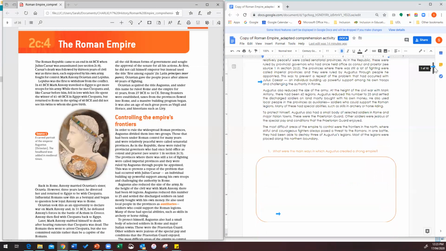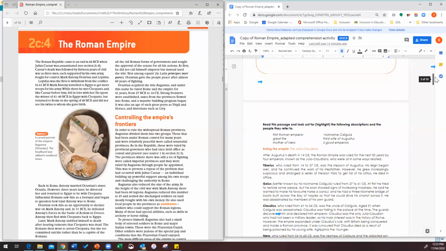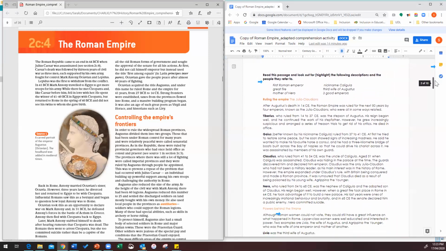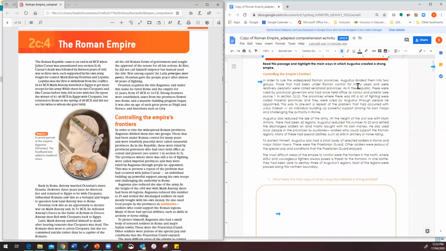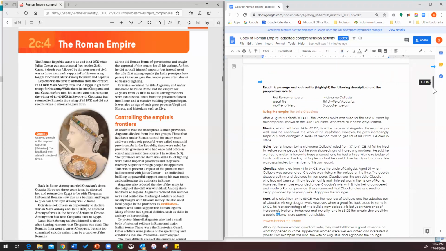And then as we go through, again, for each question, there's a prompt. I'm just going to get rid of these arrows. Oops. Or maybe not. Not quite sure what I'm doing here. Okay. So again, read this passage and highlight the, no, we've looked at that one, sorry.